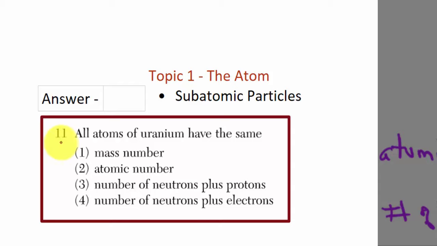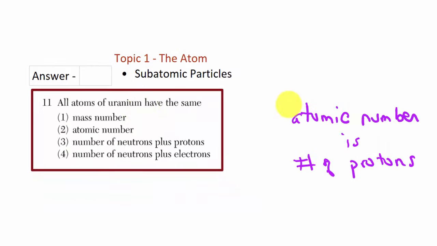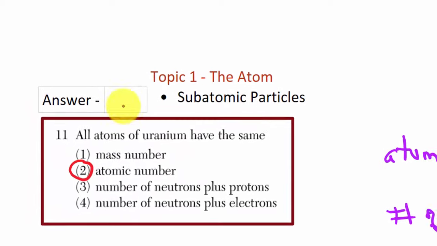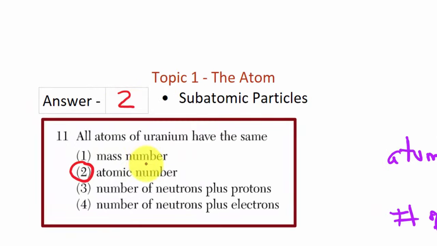Question 11. All atoms of uranium have the same what? Okay, you should recall that the atomic number of an atom gives you its number of protons. So, if they have the same number of protons, which they do because they're all uranium atoms, they must have the same atomic number. It's answer number 2. Do they all have the same mass number? Not necessarily. Because of the existence of isotopes, we know that we can have a variety of uranium atoms with differing masses. And that's because they have differing numbers of neutrons.